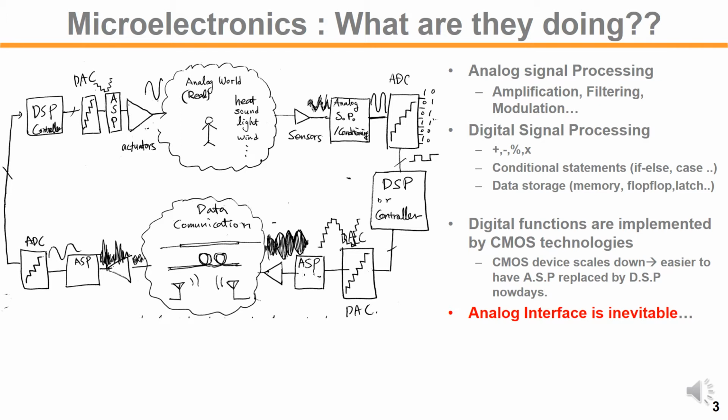Think about we are living in an analog world. Everything around us is analog. For example, heat, sound, light, and wind. We can define those things by several features like the intensity. The heat can go higher or lower. Sound can become louder or smaller, right? It has some different intensity, and also it has some variation, right? So everything we are dealing with every day is analog.